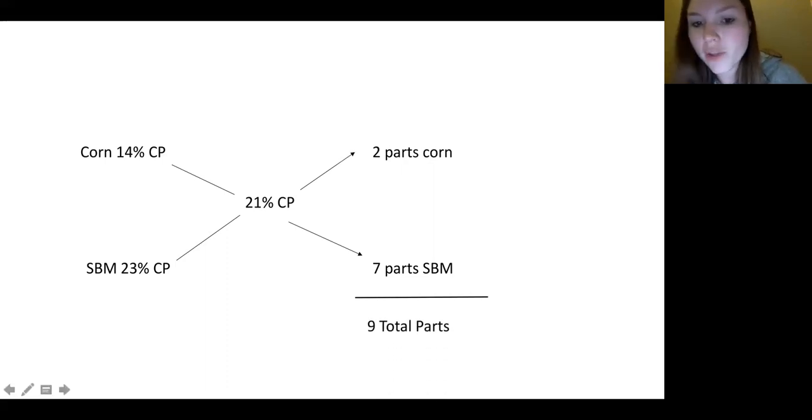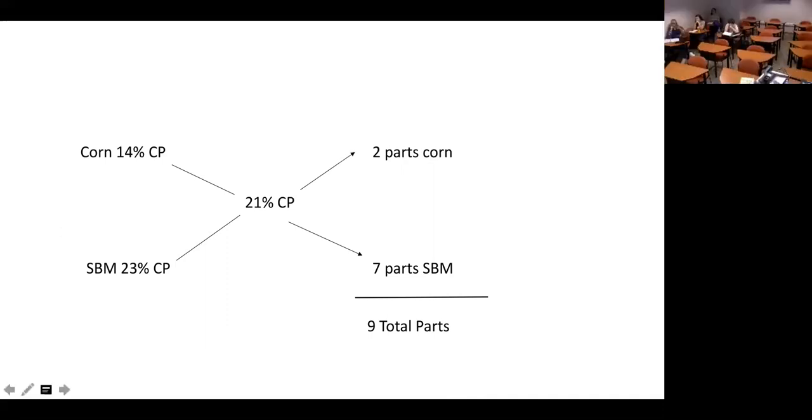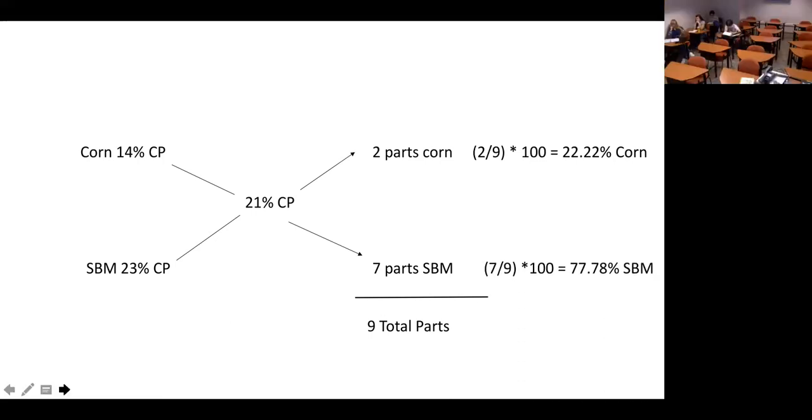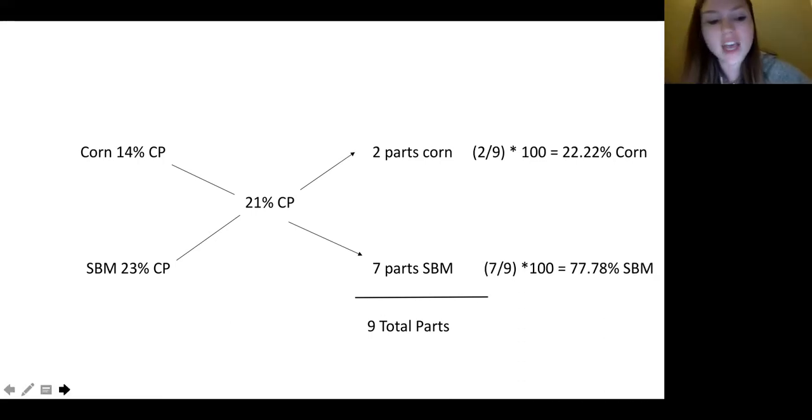So Patrick Henry, what percentage of corn did you get? 22.2. Yes, exactly. I just carried it out another decimal place, but 22.2. And then anybody can answer, what's your percentage of soybean meal? 77.8. Yes, 77.8. So then your total would be 100.